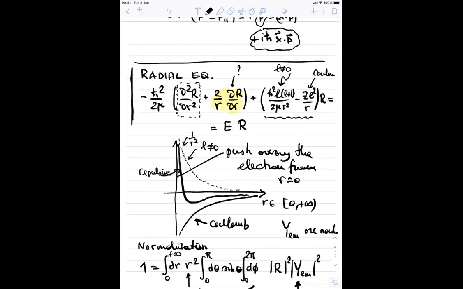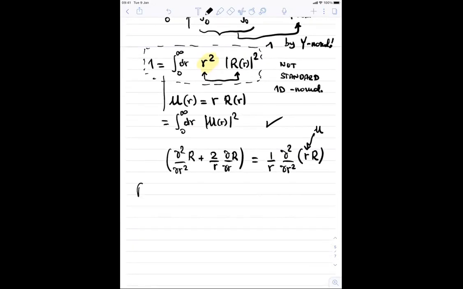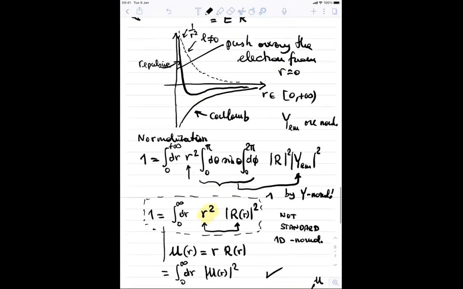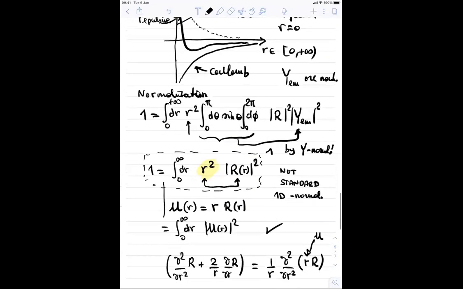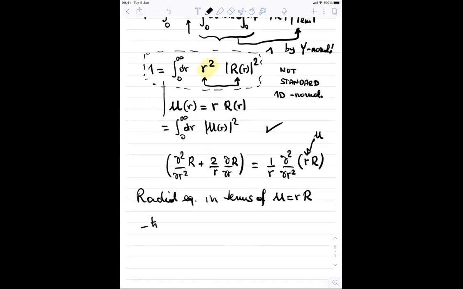So let's reconsider our radial equation, the radial equation in terms of u, which is r times the radial function. I do the algebra. I notice that the first term is minus h bar squared over twice the mass. I told you that I can write this as 1 over r times the second derivative with respect to r squared of the u function, right? Then I have, what else?